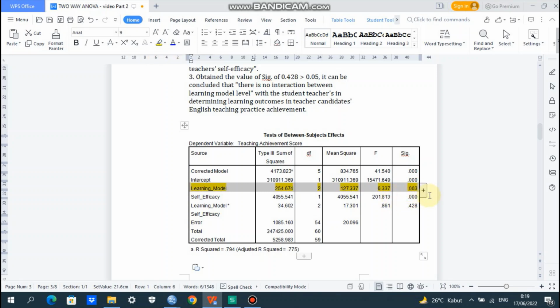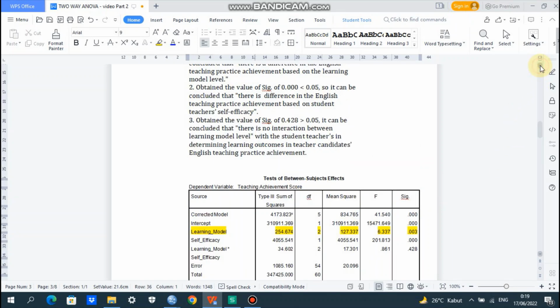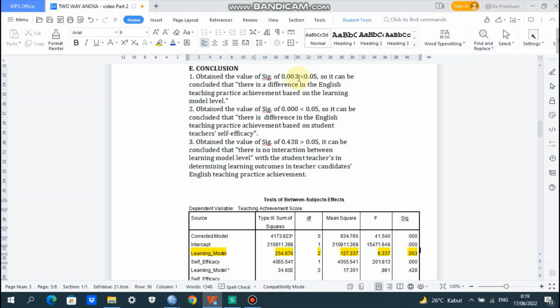Yeah, significant value, learning model 0.003. 0.003 is less than 0.05. So it can be concluded that there is a difference in the English teaching practice achievement based on the learning model level. That has 3 levels, yeah: Stanford micro teaching model, micro teaching lesson study, and Tadaluring micro teaching learning model.